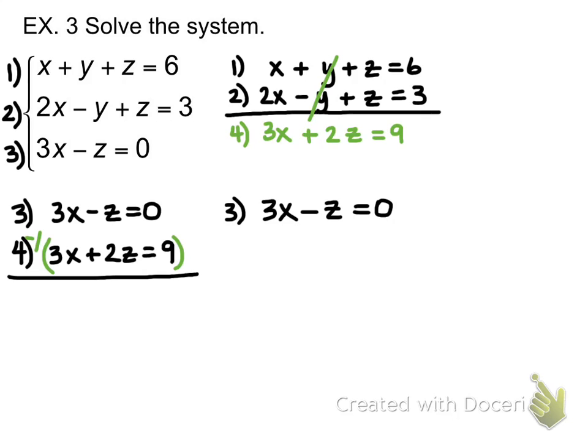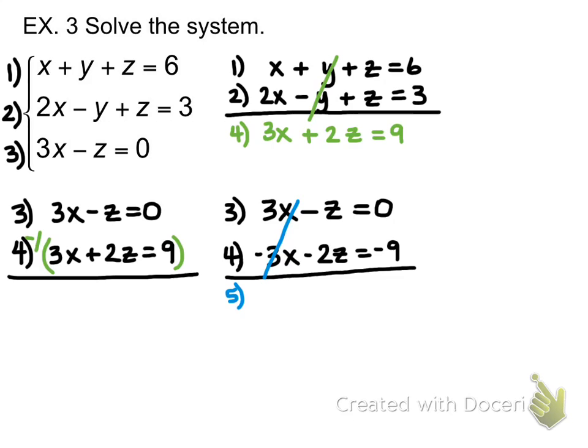My equation 3 stays the same: 3x minus z equals 0. Equation 4 becomes -3x minus 2z equals -9. When I add these together, this is a new equation 5. My x's cancel. I have -3z equals -9, which means that z equals 3.